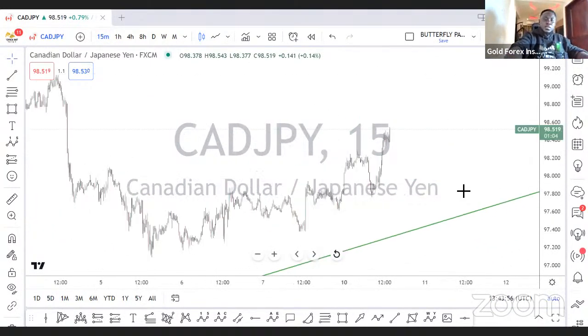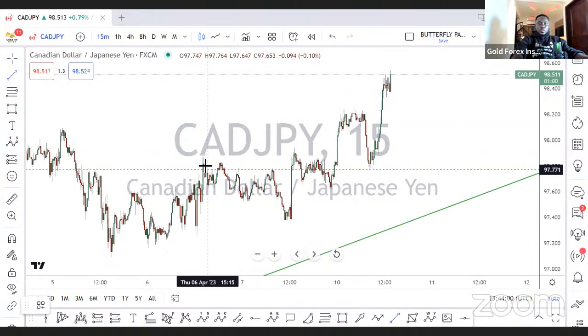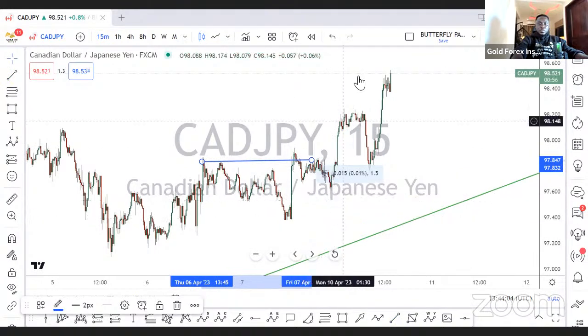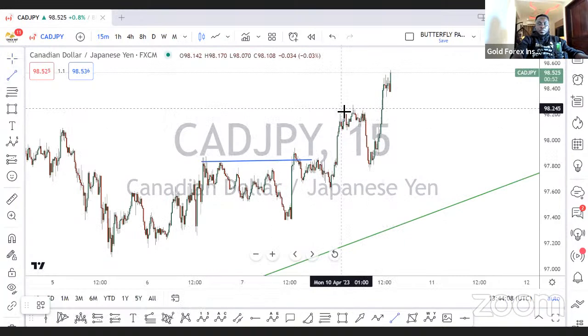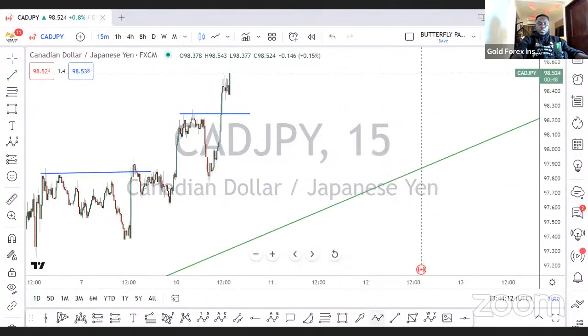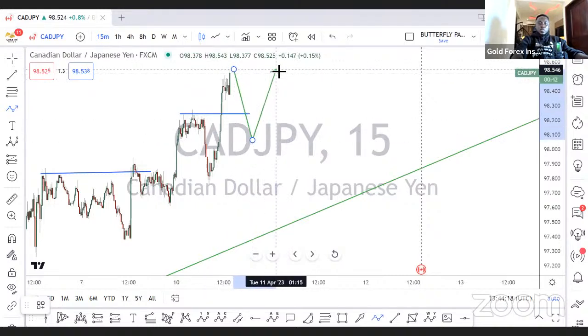Now look at this. You see it's printing higher highs and higher lows. You can see it's printing higher highs. It comes to the demand zone, goes up. Okay. So you want to see it move to the demand zone. Okay. Then you can jump.